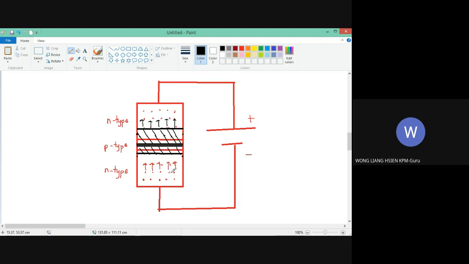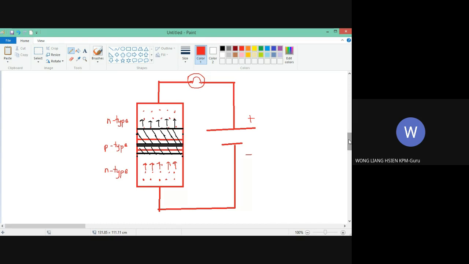So you see, the electrons from over here cannot pass through. It will not be able to pass through, which means no current. Current cannot flow. So if you connect a bulb here, this bulb will not be able to turn on. Current cannot flow.